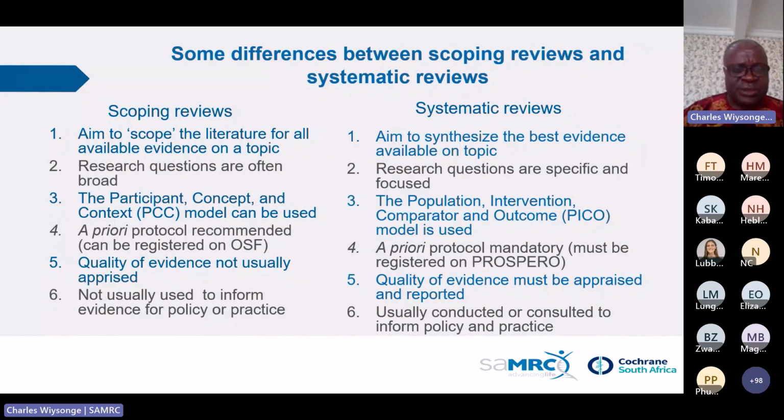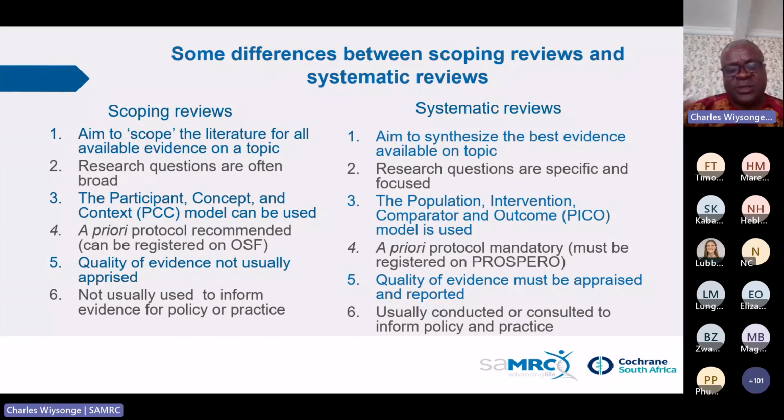But for scoping reviews, we use the participants, the concept, and the context to map out this broad area. In a scoping review, it is also now recommended that the protocol should be done beforehand and it should be registered. In systematic reviews, of course, it is mandatory to have the protocol and to register it.